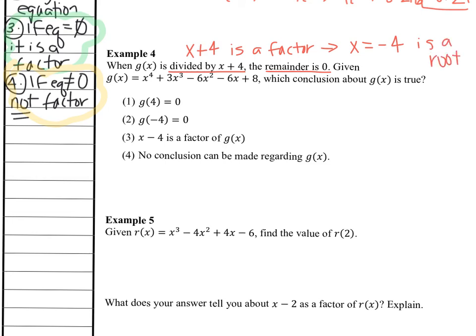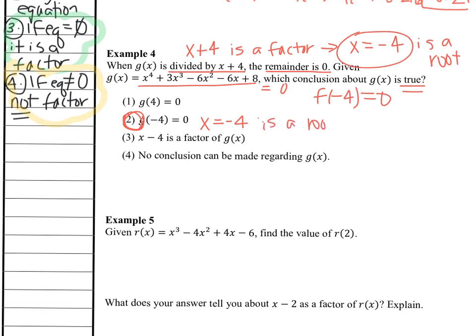Which conclusion is true? If we plug negative 4 into our polynomial, we are going to get out a 0. So g of negative 4, if you plug it in, is going to equal 0, which is exactly what number 2 says, because x equals negative 4 is a root.